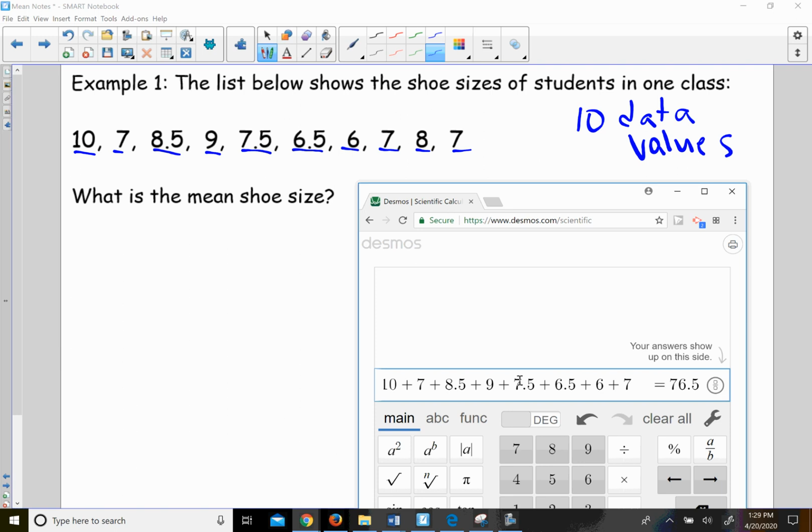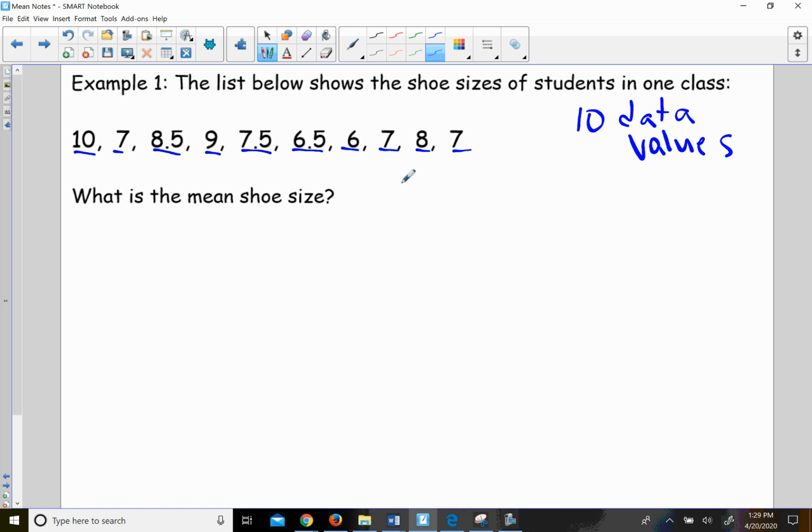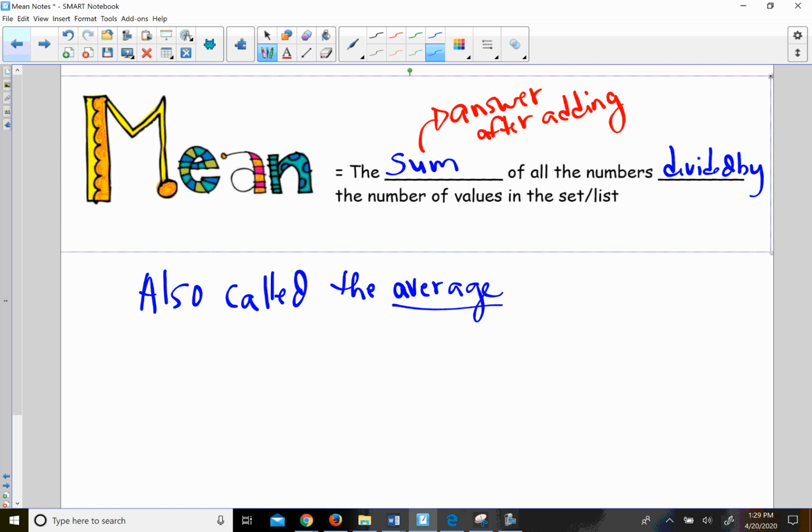But right now, if I add up all these numbers, I get 76 and 5/10. So 76 and 5/10 is what the sum is. But that wasn't the only thing. What do we do after we get the sum of the numbers? If I go back to my notes, the sum, add up all the numbers, and then divide by the number of values you have in the set.